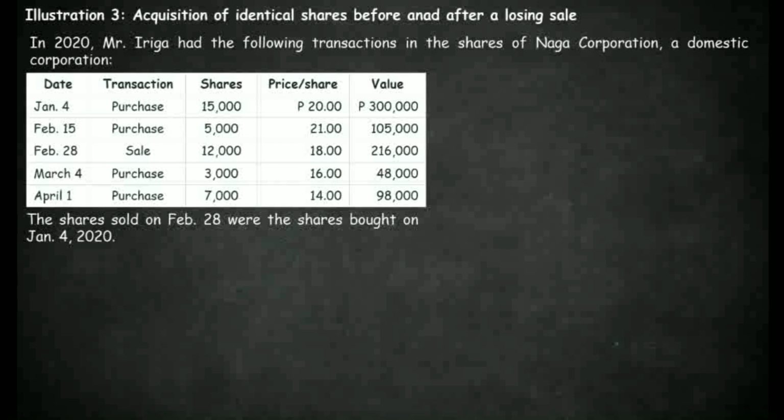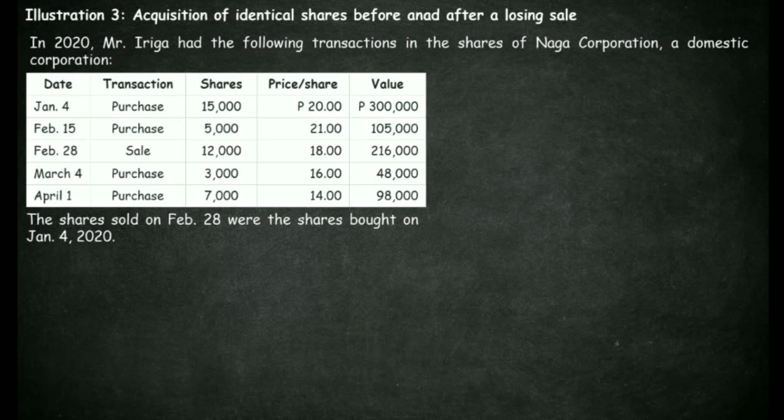Let us now move on to the third illustration, and this is all about acquisition of identical shares before and after a losing sale. In 2020, Mr. Eriga had the following transactions in the shares of Naga Corporation, a domestic corporation. And shown in the table are the information regarding the shares owned by Mr. Eriga. So on January 4, Mr. Eriga purchased 15,000 shares. The purchase price per share is 20 pesos. So the total cost or the total value is 300,000 pesos.